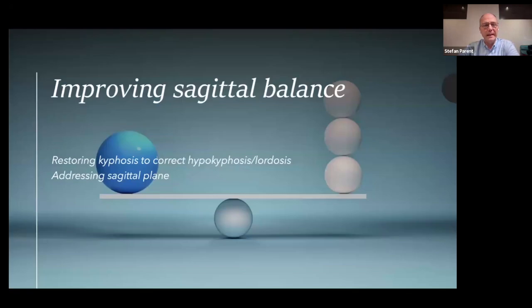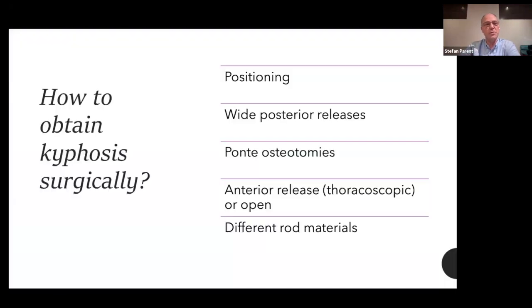And again, restoring kyphosis to correct the hypokyphosis and lordosis is really addressing that sagittal plane. So today I'm less concerned about the coronal plane. I try to get them as straight as possible, but I'm really more concerned about the sagittal plane and trying to restore the appropriate amount of kyphosis when I do the surgery.